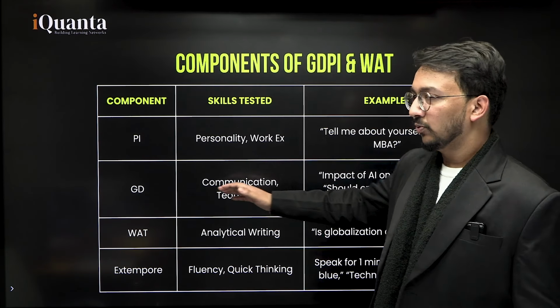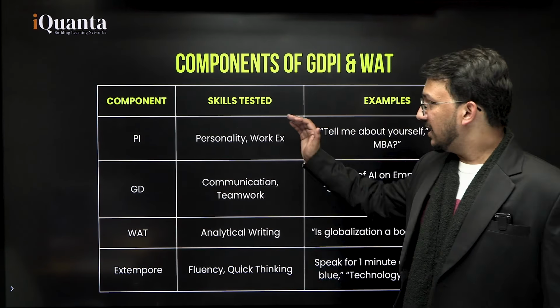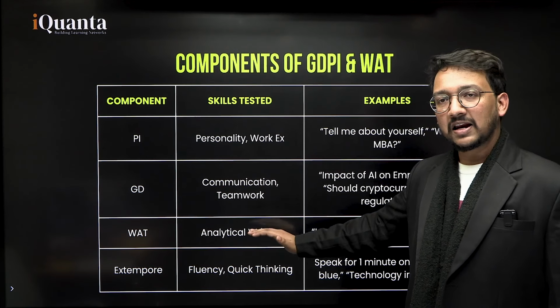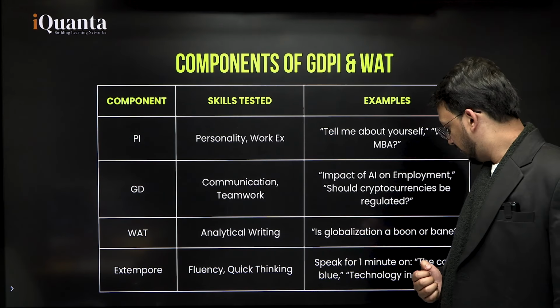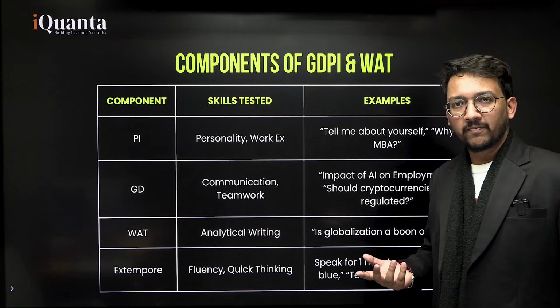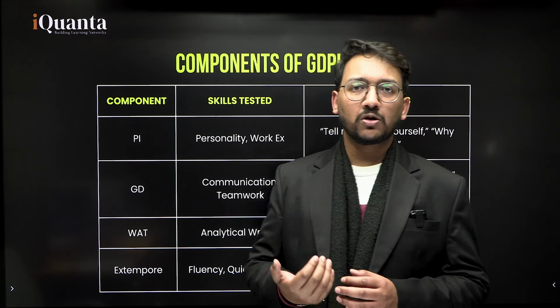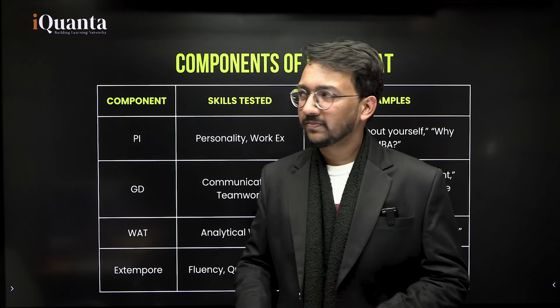If we talk about WAT, or written ability test, it tests your analytical skills. Some examples are: is globalization a boon or a bane? So topics like these could come. And finally, extempore, as discussed before, is about your quick thinking and your fluency in speaking. Some examples of topics are: speak for 1 minute on the color blue, something like technology in daily life. So these kinds of abstract topics could also be given to you in your extempore.